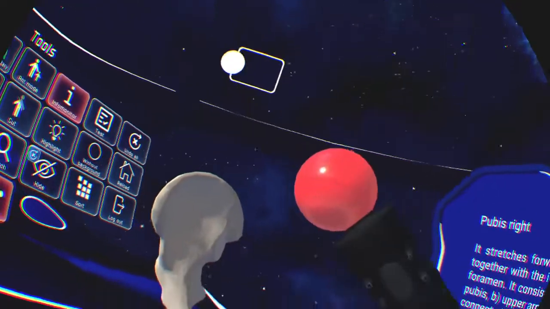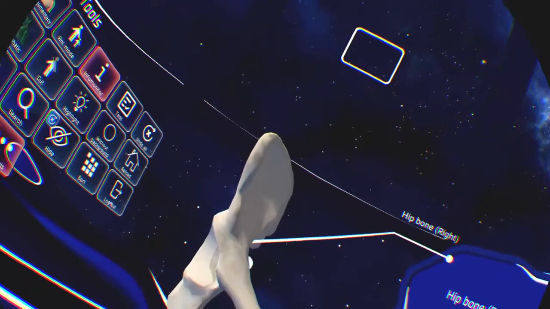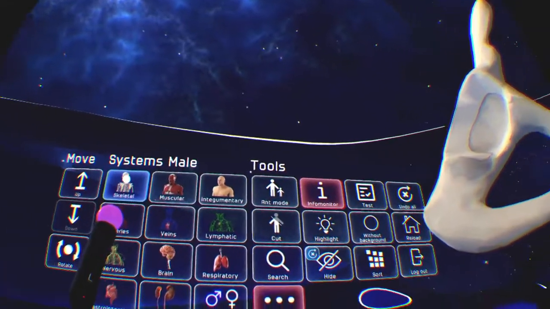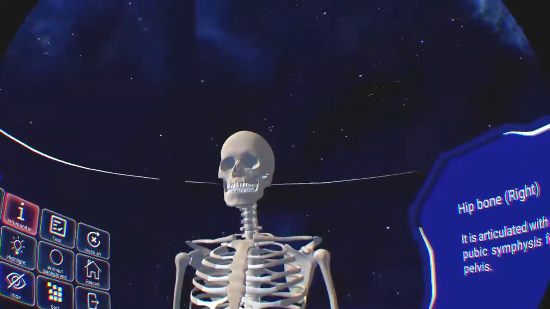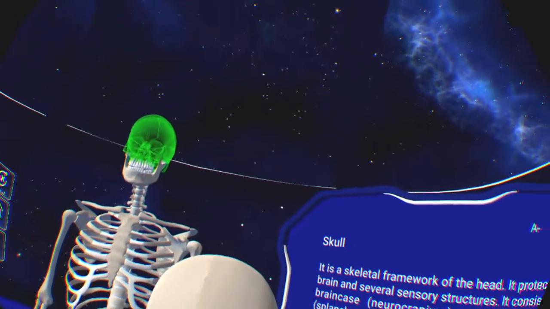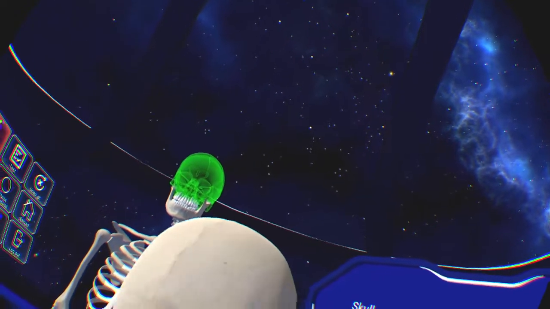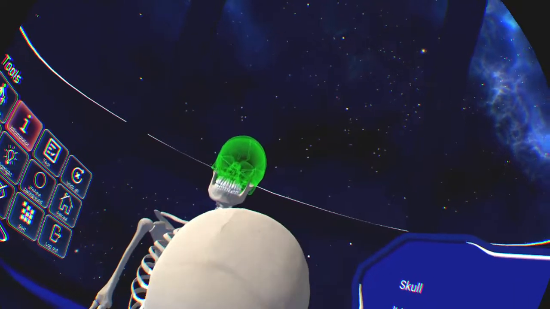Let's put it back together for a second. It looks like one solid piece, but you can see how bones form more easily in the skull. Let me turn it back on real quick. See it easier in the skull here. You see these lines here? That shows how bones kind of form. They fuse together.